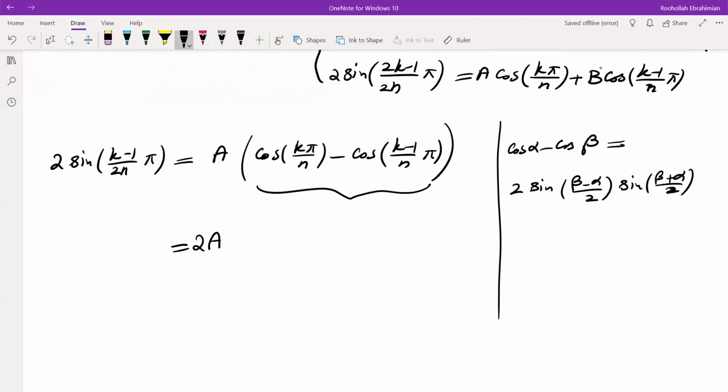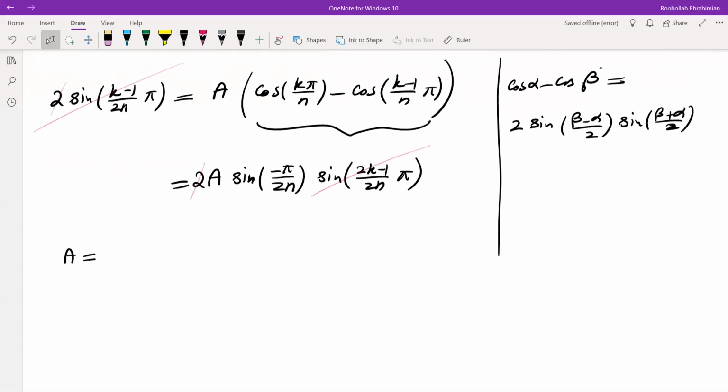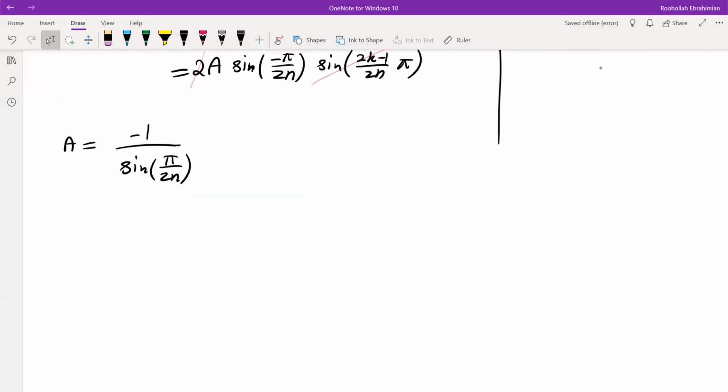So it is a times 2 sine of the difference over 2, so that is minus pi over 2n, and then sine of the sum over 2, (2k minus 1)/(2n) pi. That is really perfect because this exactly cancels with that. So I get what a is. I get a is equal to, and the 2 also cancels, so I get the exact value of a in a way that should help me solve the problem. So minus 1 over sine of pi over 2n. Okay, this is very hopeful. This makes me think that I should be able to solve the problem.